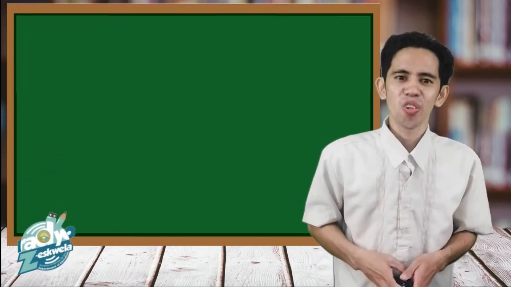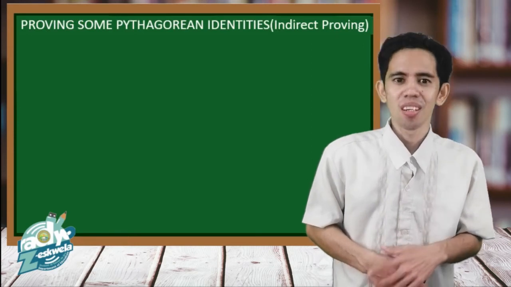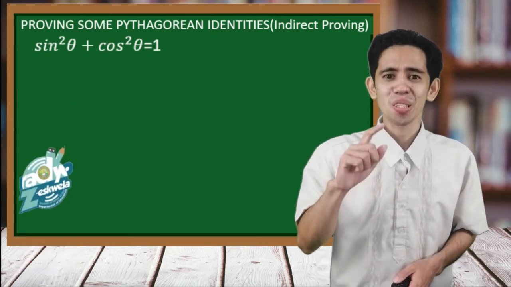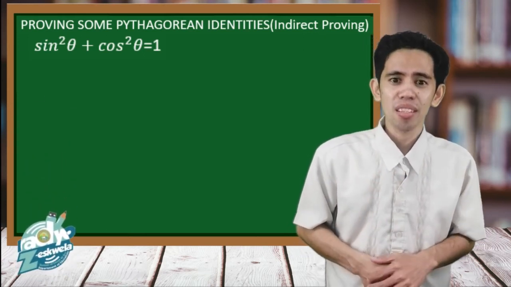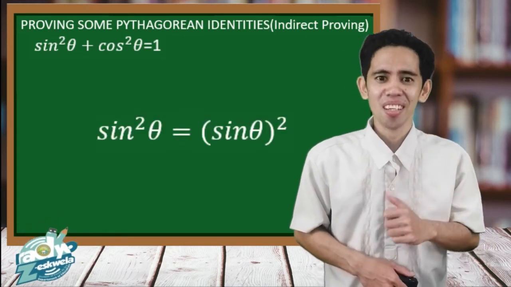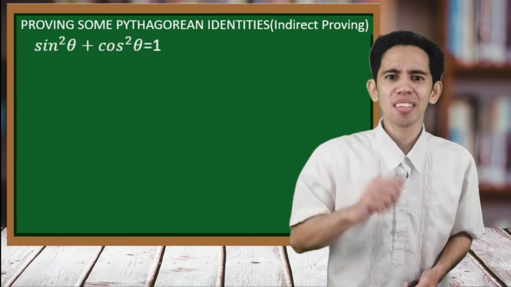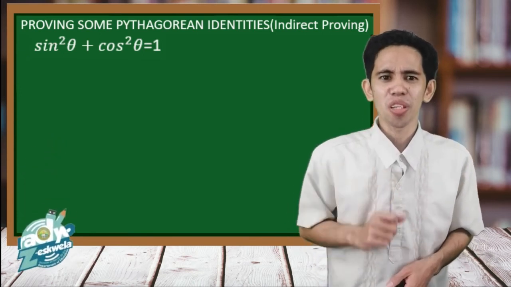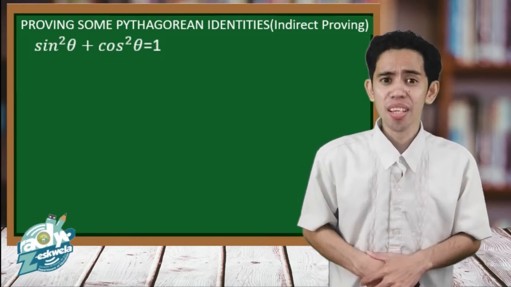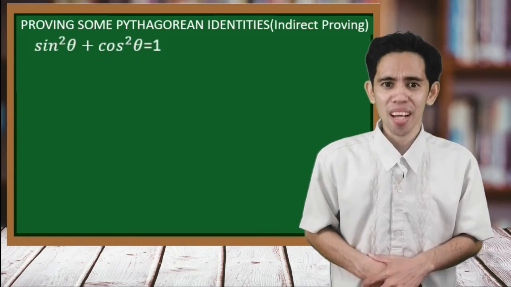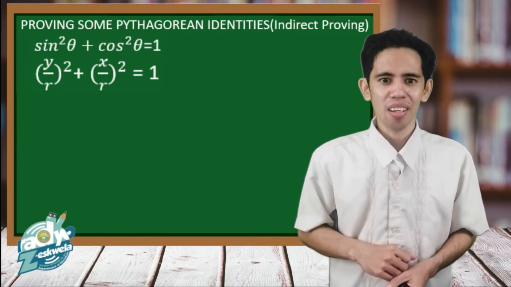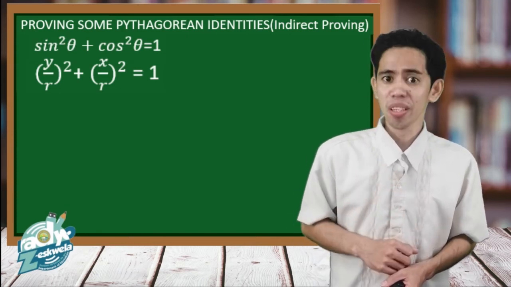How about for Pythagorean identities? Let's try. Let's go. For sine squared theta plus cos squared theta is equal to 1, sine squared theta is the same as sine theta squared. So we can say that sine theta squared plus cos theta squared is equal to 1. After that, substitute the value of sine theta and cosine theta, which is y over r and x over r, respectively.